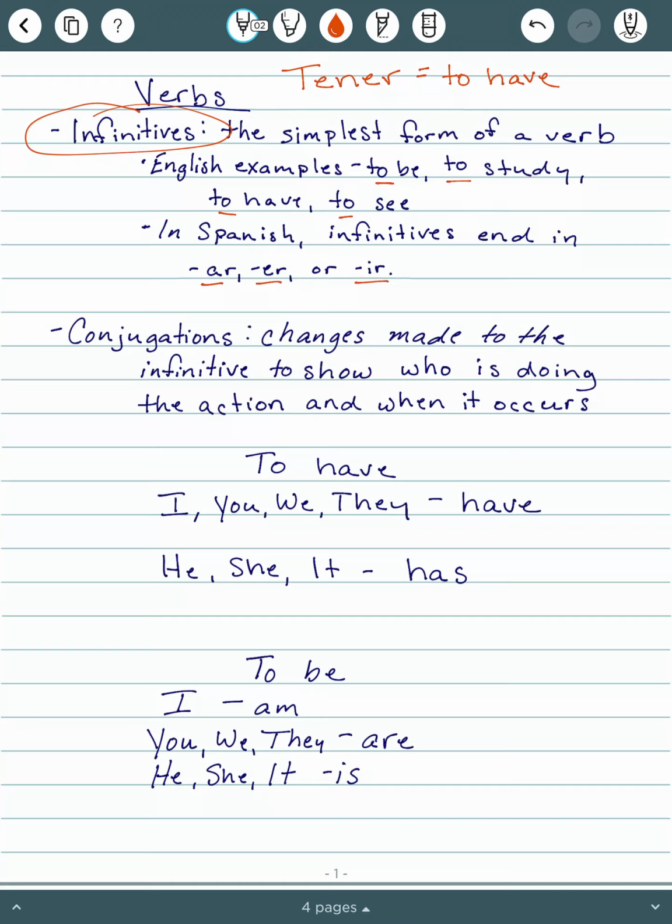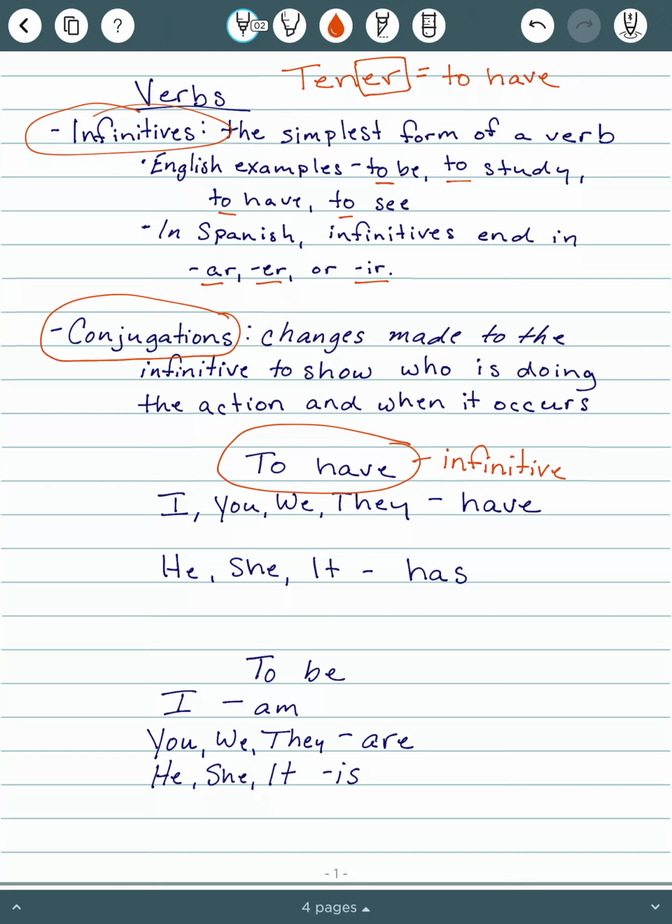So if you see a word that has one of those endings, you can assume that it's an infinitive and you'll probably be right. Now there's another word, conjugation. This is just something that means change to a verb. So a conjugation is a change made to an infinitive, a verb, to show who is doing the action and oftentimes when the action is occurring. So today we're learning this verb to have, but this is just an example. To have is an infinitive.